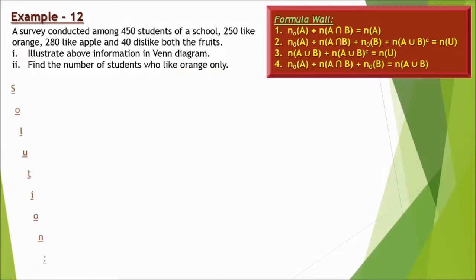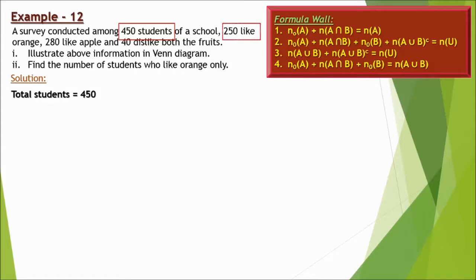Now the solution. You can see the question, and I think you have read it and understood it also. So let's start our solution. 450 is the total number of students in a school, and 250 is the number of students who like orange, and 280 are the number of students who like apple. So let's write like apple equal to 280.